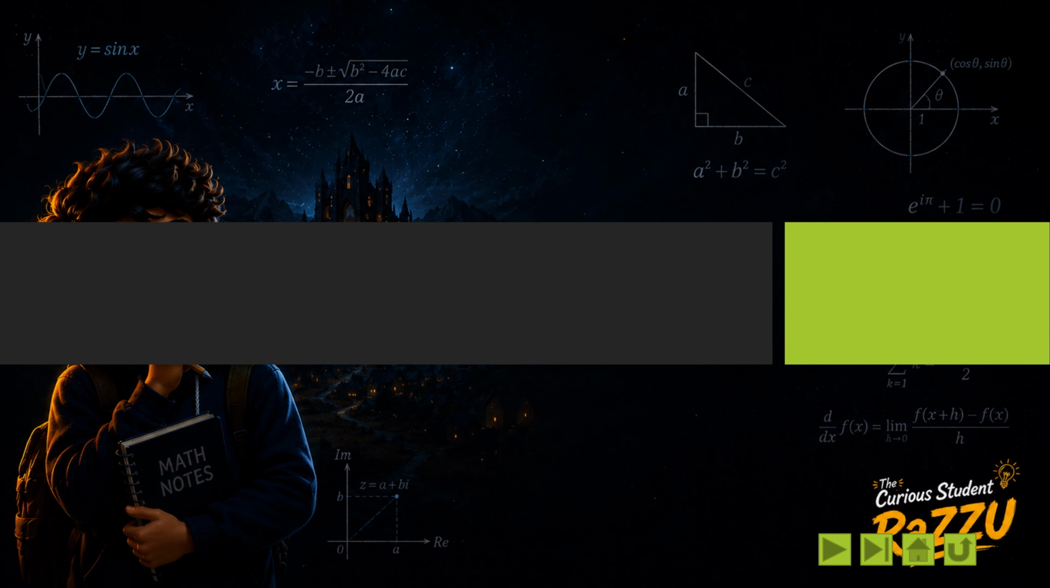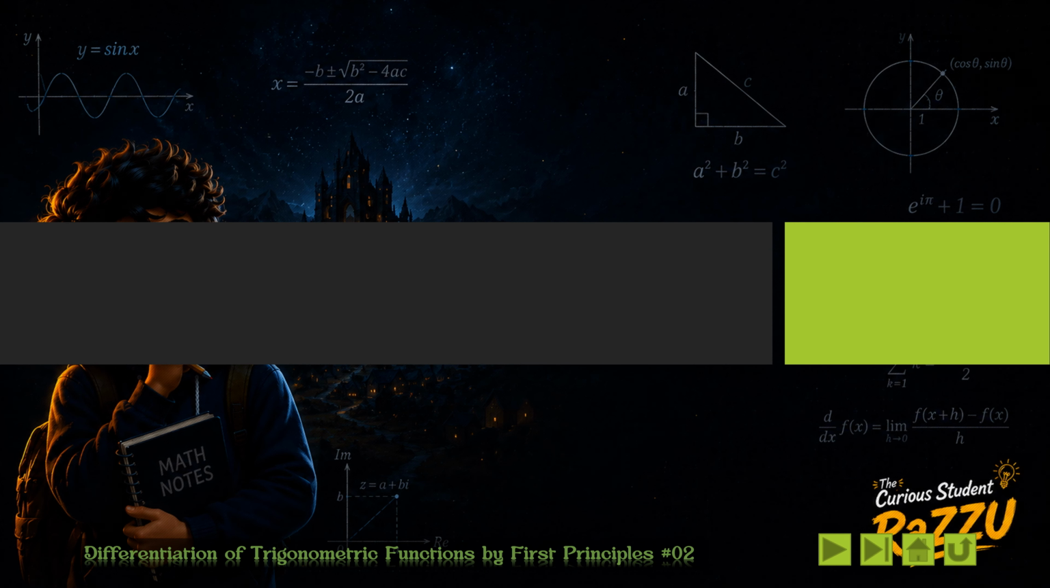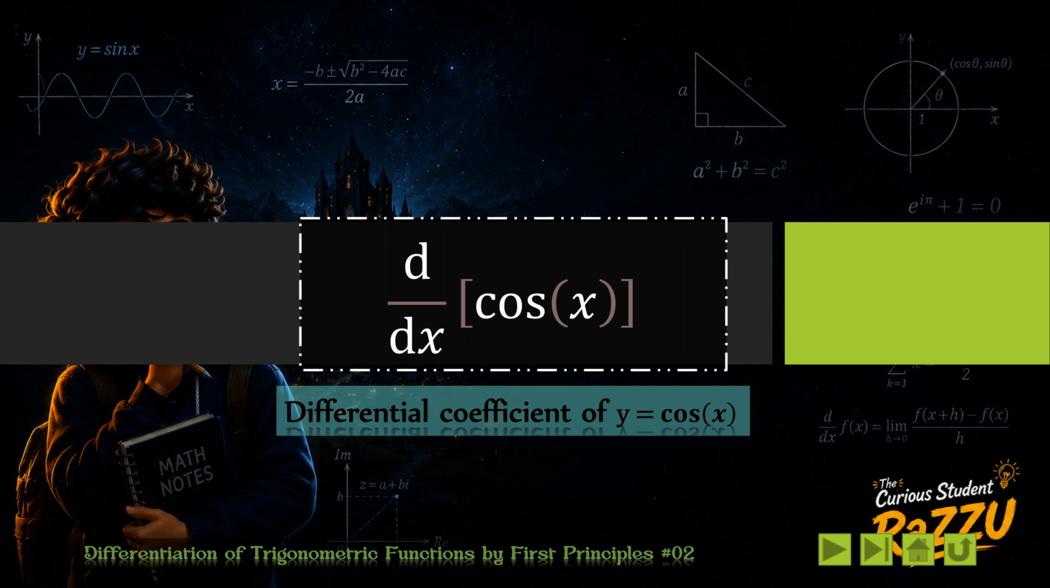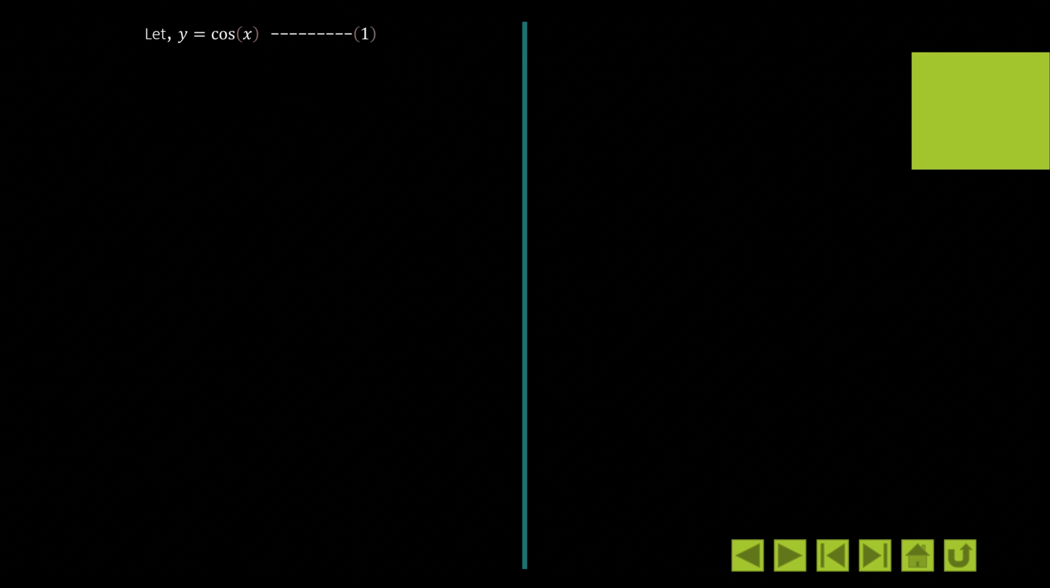Welcome back, everyone! Today, we are going to continue exploring our fundamental calculus limits by deriving the derivative of the standard cosine function, y equals cosine of x, from first principles. Let's break down the math step by step. We begin with our baseline function. Let y equal cosine of x, which we will call equation 1.